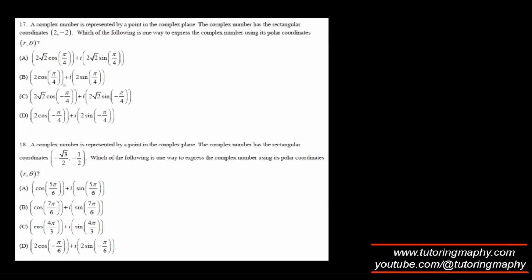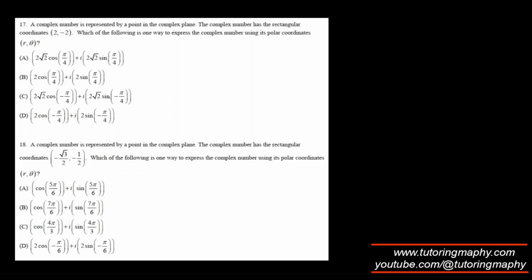Okay, going to complex world now. Nothing fancy, it's basically just using the concepts of the polar coordinates. A complex number is represented by a point in the complex plane. The complex plane has rectangular coordinates. Which of the following is a way to represent it in polar form? So all you have to do is find r and theta.